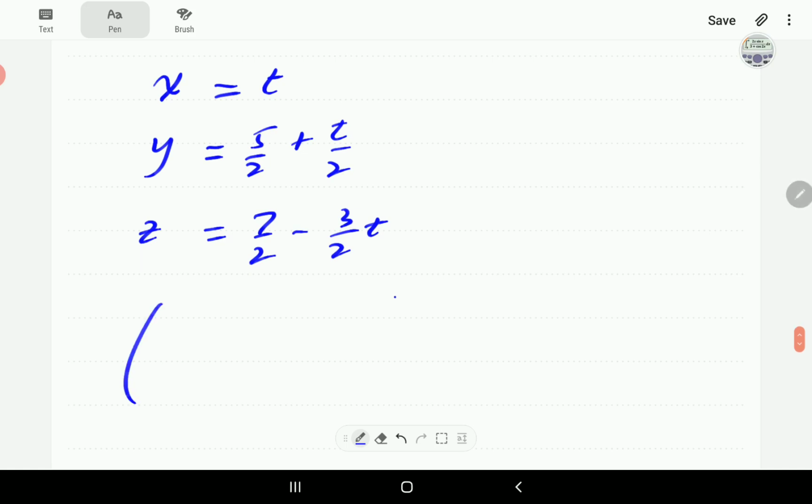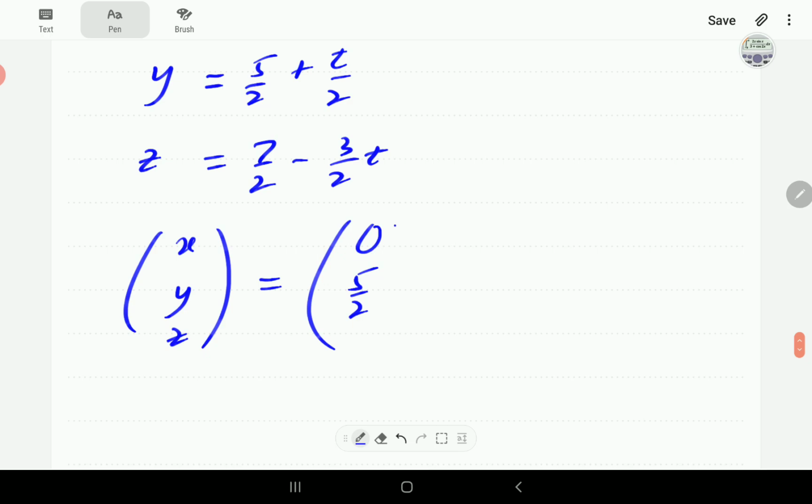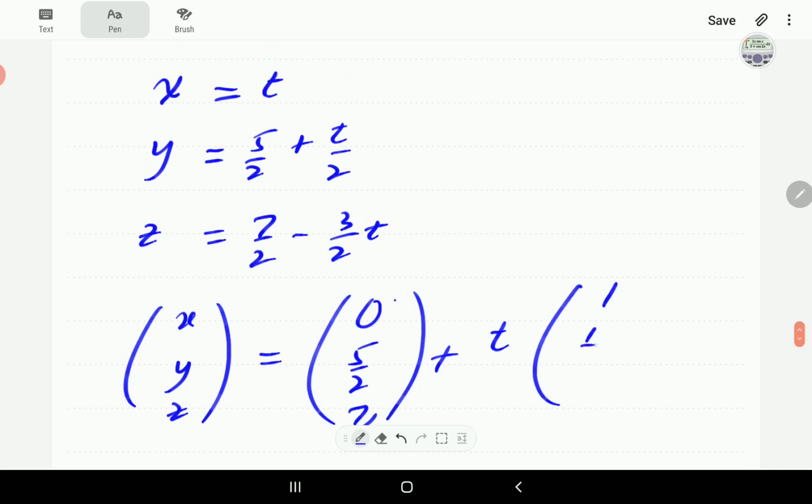We can write this in vector form. So x, y, z is going to be 0, 5 halves, 7 halves. So it's going to be a point on that straight line, plus t into 1, 1 half, minus 3 over 2. Okay, so that is the vector form of that equation.